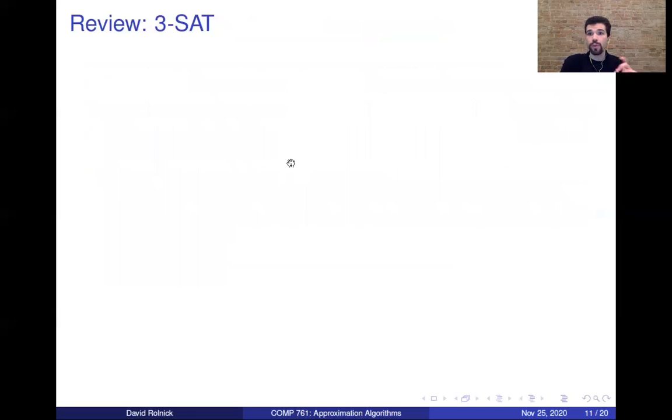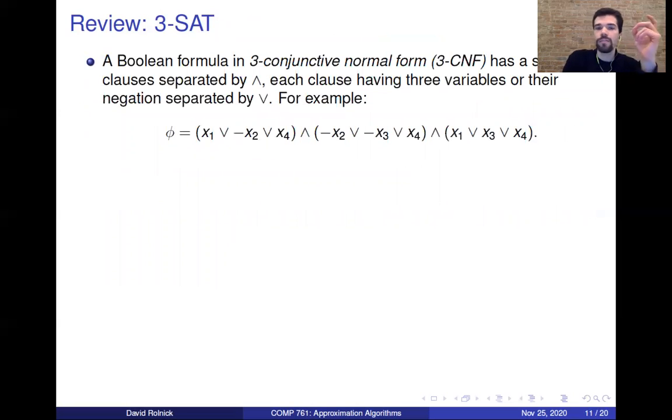So as a review of 3SAT, we previously looked at Boolean formulas, and we looked at Boolean formulas in 3 conjunctive normal form, so 3CNF. There are a series of clauses separated by this wedge, which means and, where each clause has 3 variables or their negation separated by the V, which means or. So here's an example, which happens to have 3 clauses.